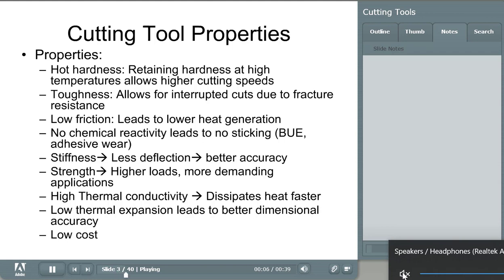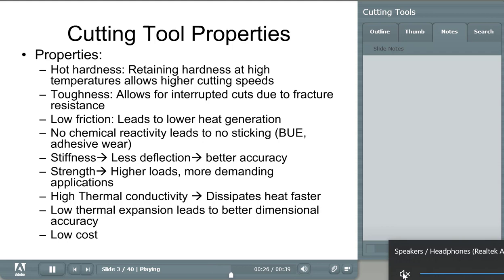Retaining hardness at high temperatures allows higher cutting speeds. Toughness allows for interrupted cuts due to fracture resistance. Low friction leads to lower heat generation. No chemical reactivity leads to no sticking, built-up edge, or adhesive wear. Stiffness leads to less deflection, which leads to better accuracy.